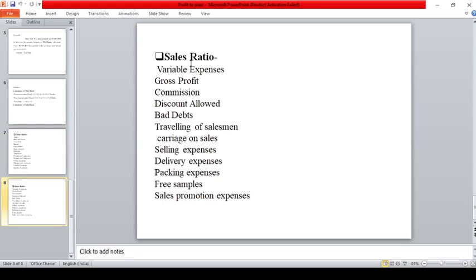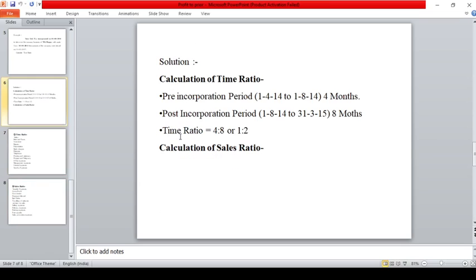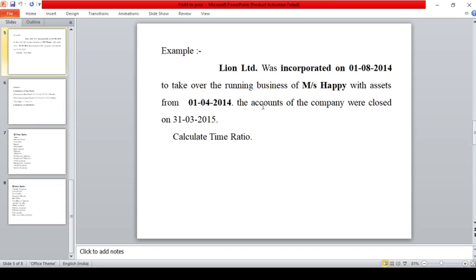Okay, which things are distributed under the sales ratio? Just see here, these are the variable expenses: gross profit, commission, discount allowed, bad debts, traveling of salesman, carriage on sales meaning carriage outwards, selling expenses, delivery expenses, packing expenses, free samples, sales promotion expenses. All these expenses are distributed with the help of the sales ratio. I hope you understand. If you have not understood, you can ask me. Just try to understand this problem.